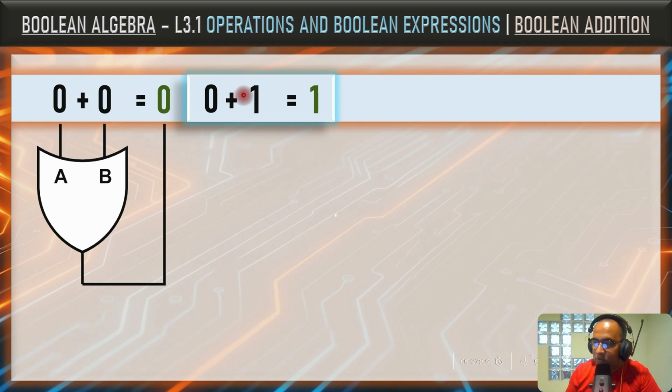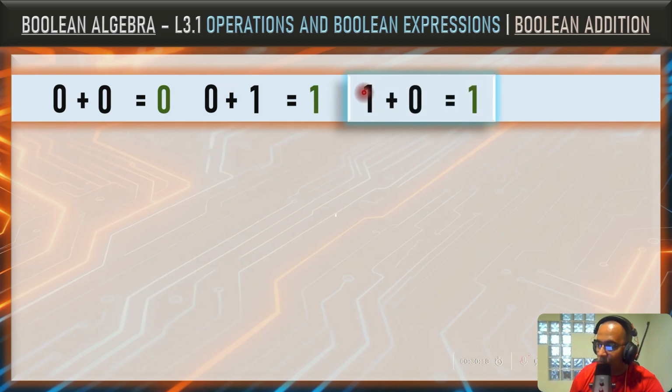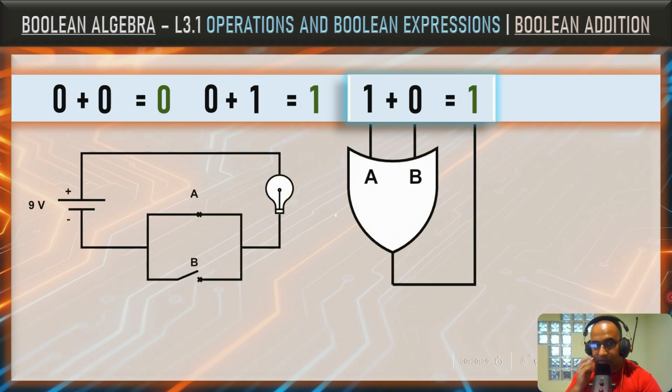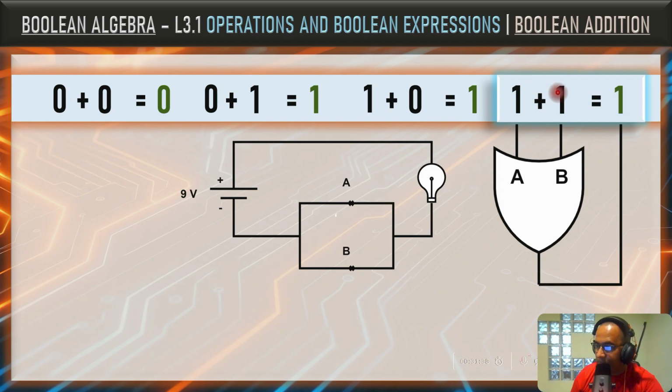Let's see, 0 plus 1 equals 1. Here, one input is 1, meaning one of the switches is on. Since the current has at least one available path, the lamp turns on, and the output is 1. That is, the result is 1. Okay? Let's see the case 1 plus 0 equals 1. This is the same idea as before, just reversed. Because one path is still available, the lamp turns on. That is, output 1. And finally, 1 plus 1 equals 1. With both inputs equal to 1, both switches are on. Naturally, the lamp receives current and stays on. So the output is 1.